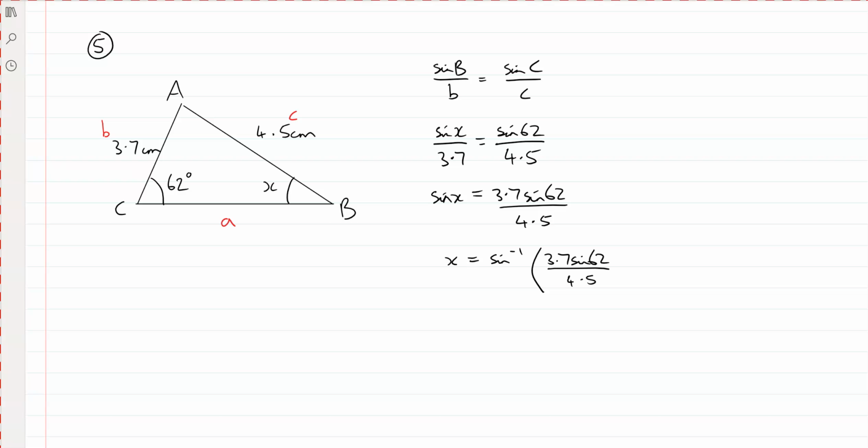Shift sine on your calculator, and we can throw that all into the calculator, and we'll come out with our value for x. So shift sine 3.7 sine 62 divided by 4.5, 46.55, and so on. So 46.6 degrees. Again, remember it's an angle, so it's in degrees, and we do degrees to one decimal place. And there's x.